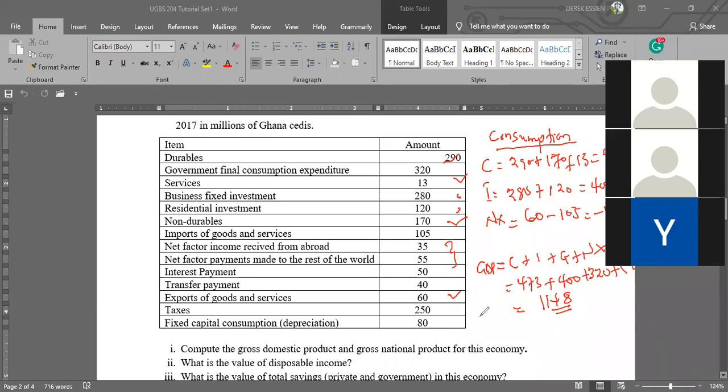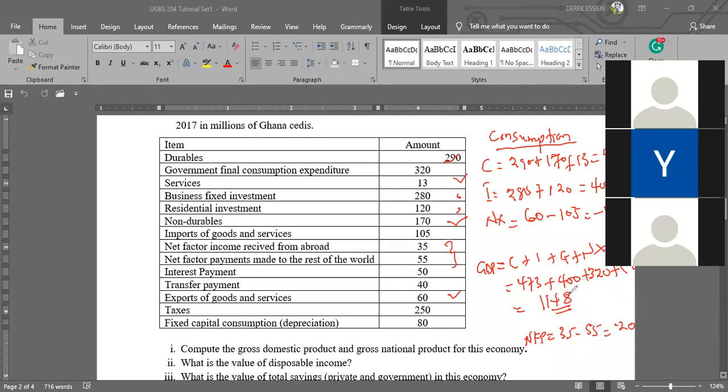So now let's come to NFP. Our NFP is going to be 35 minus 55, which gives us negative 20. If that is the case, can we calculate GNP? Our GNP is equal to GDP plus NFP. Now, GDP was what?